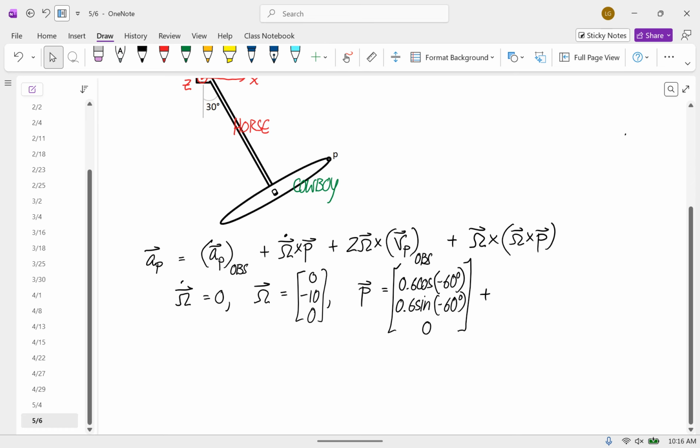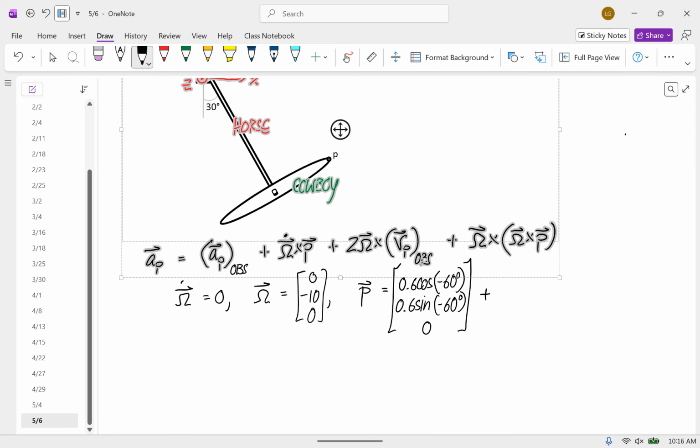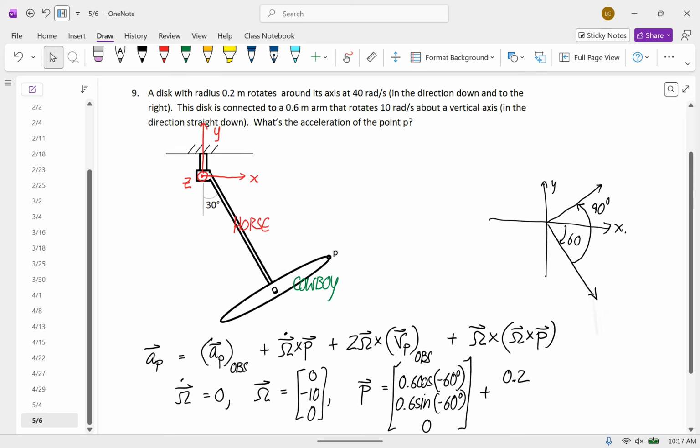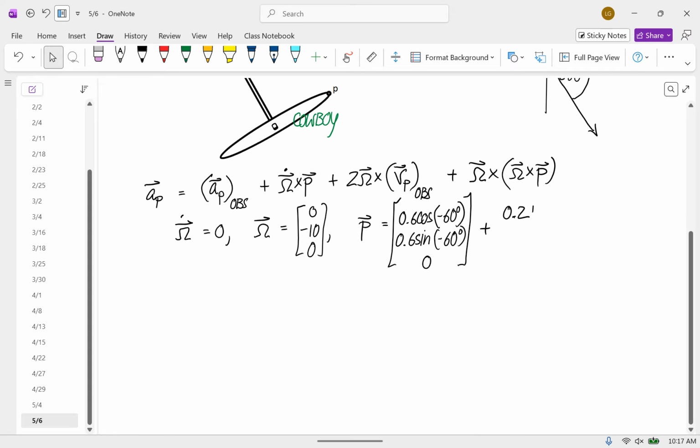And to think of the direction of this next vector, if this is your coordinate system, our first vector was like this. Our next one is perpendicular to that, so like this. And so if we're going to go negative 60, and then go counterclockwise positive 90, we end up with 0.2 times cosine and sine of 30 degrees.